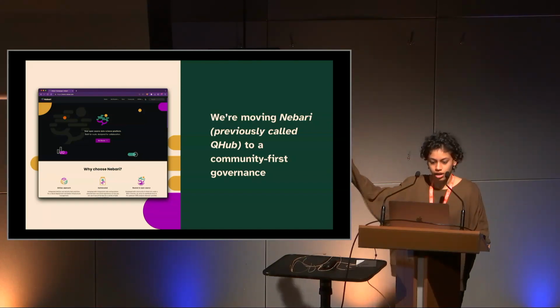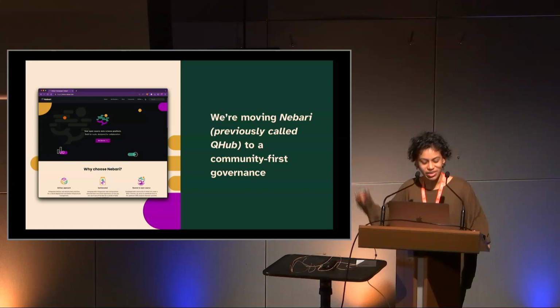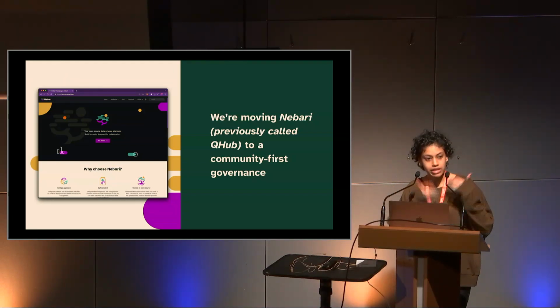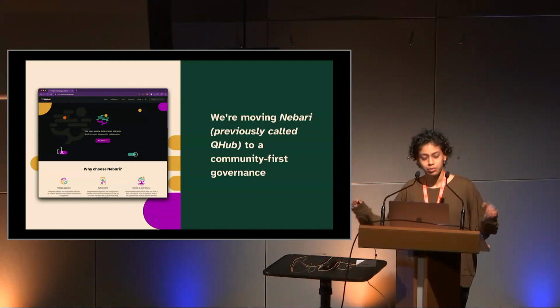The project I am representing today is called Nebari. It was previously called QHub, if folks know about that. And we are in this process of doing this transition. We are not there yet, but yeah.